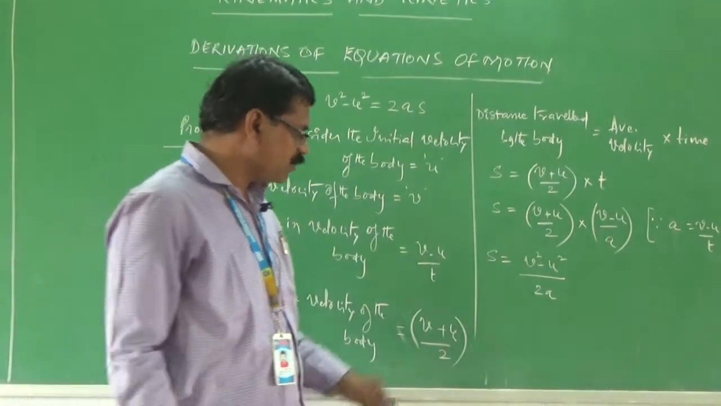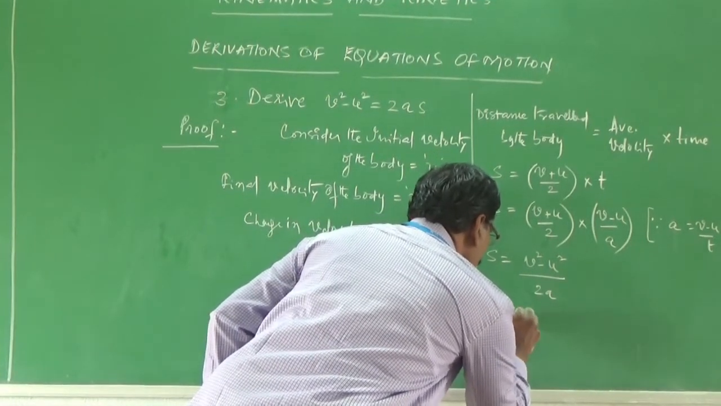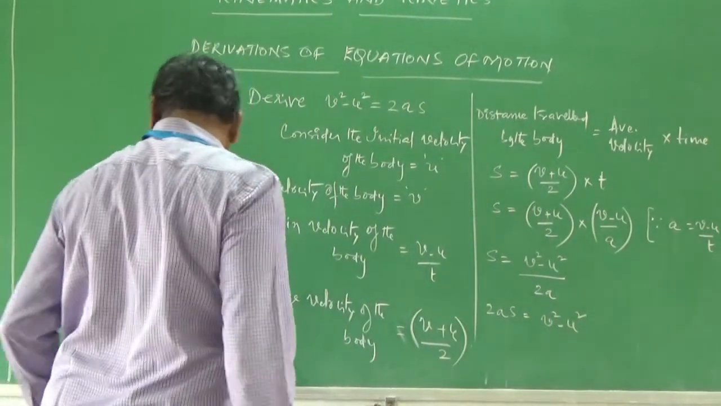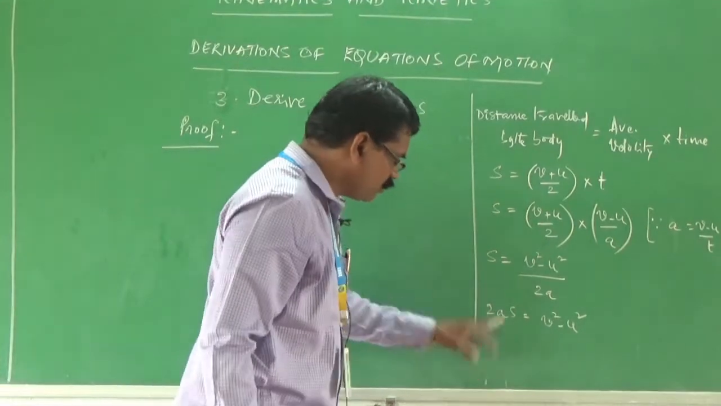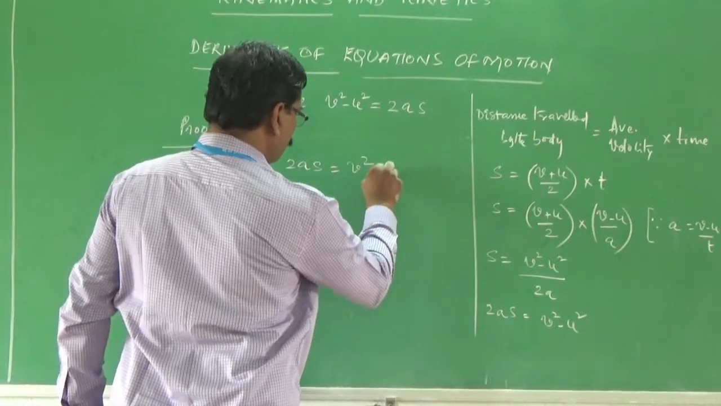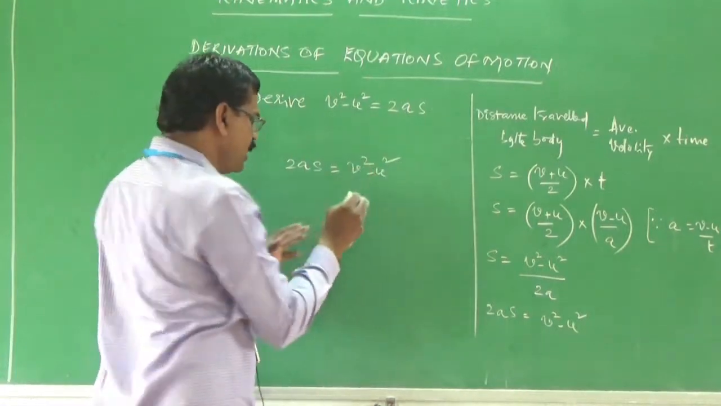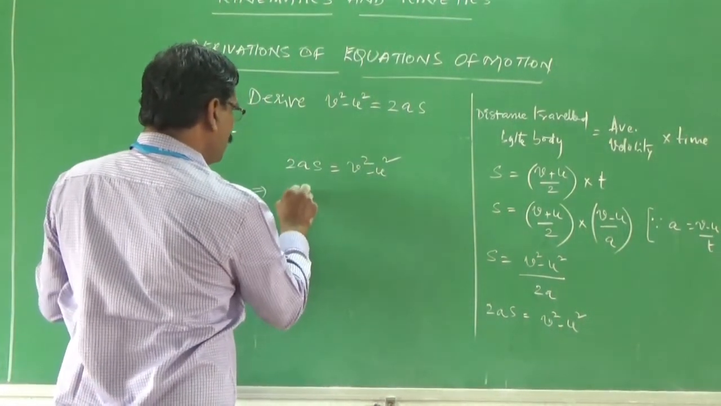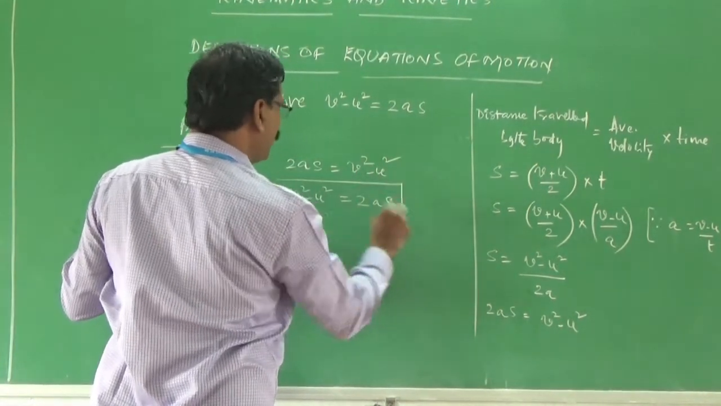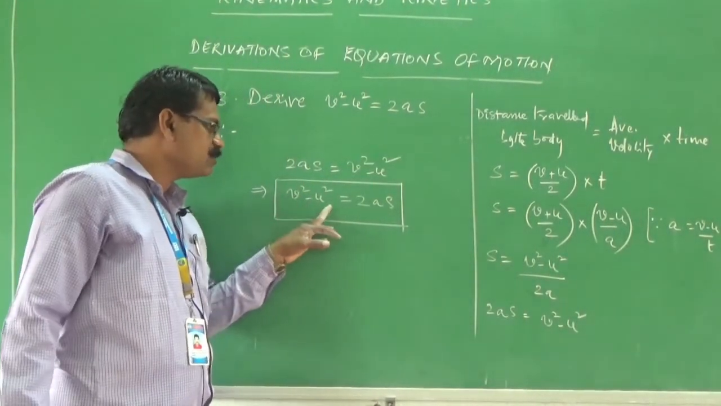Now, after taking cross multiplication, I will get on my left-hand side 2AS is equal to V square minus U square. Now, rearranging, 2AS is equal to V square minus U square. Just bring the right-hand side term to the left-hand side and the left to the right. I will get V square minus U square is equal to 2AS. This was the required expression. Therefore, V square minus U square is equal to 2AS.